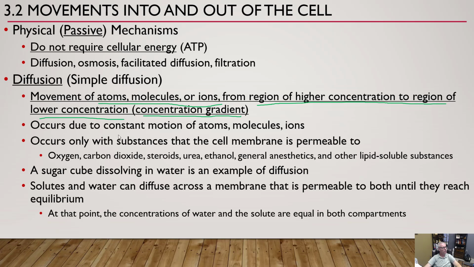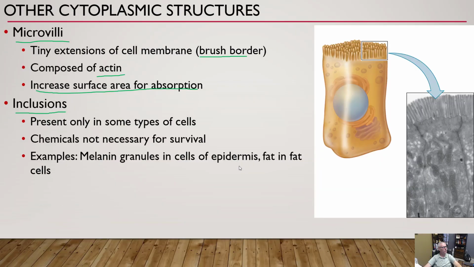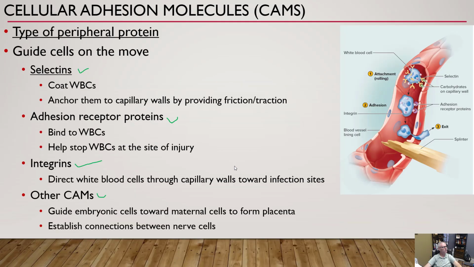All right, so those atoms and molecules are in constant motion inside the cell. It occurs only with substances that the cell membrane is permeable to. Remember that the cell membrane is permeable to lipid-soluble substances. So lipid-soluble substances. And if we go back up to this slide way up here.